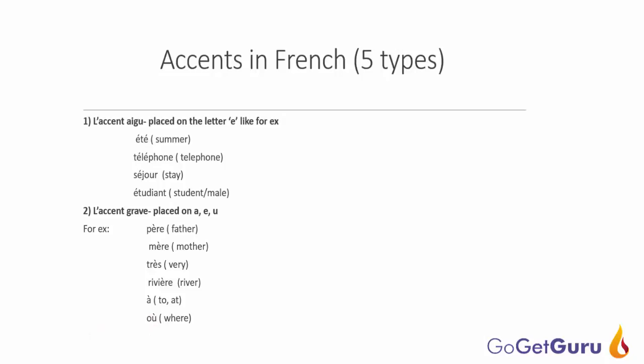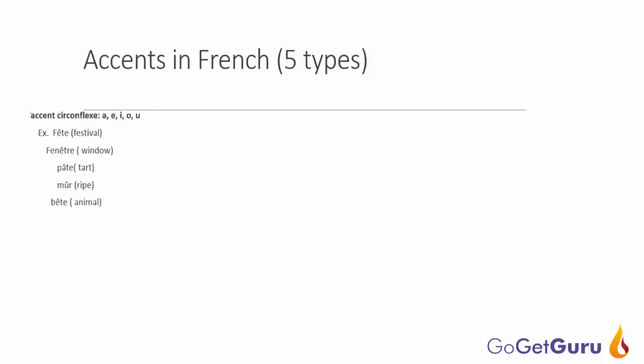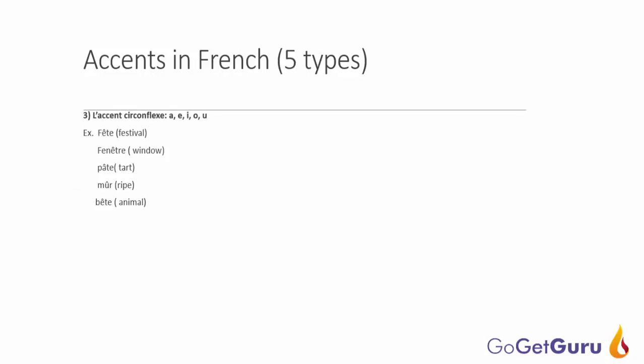So the third accent is l'accent circonflexe. I know the names are a little tricky, like grave, aigu, circonflexe. But that's the beauty of learning French. L'accent circonflexe is placed on A, E, I, O, U, all five vowels. It has a small gap on all these letters.